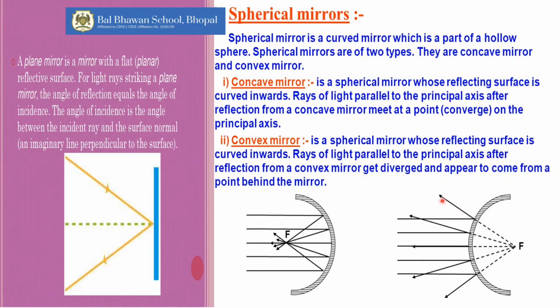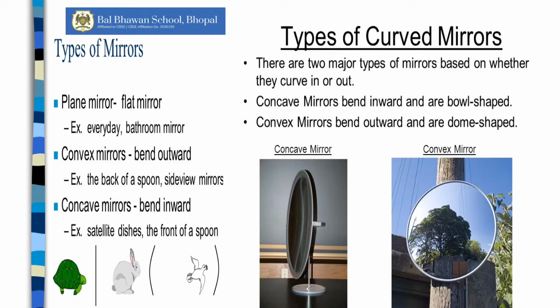Now look here. The rays which are falling on this surface are reflected back. They are diverged back. They are not converging at a point. They get diverged. Such a type of mirror is known as a convex mirror. Now, let us see how these mirrors look.